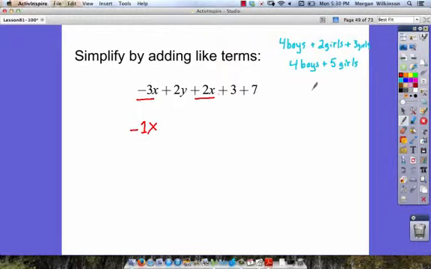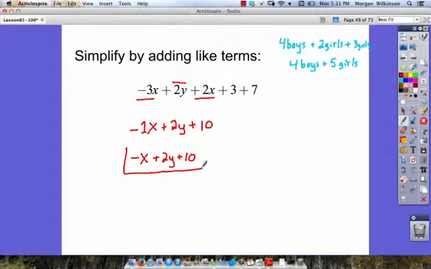And then we're going to look at our y's. Well, all we have is 2y. So we're going to get plus 2y. Then we have plus 3 plus 7. Well, neither of those have variables. They're constant terms. So 3 plus 7, that must be 10. Now we can simplify our answer, because we don't need to say negative 1x. We can just say negative x plus 2y plus 10, and we have our final answer.